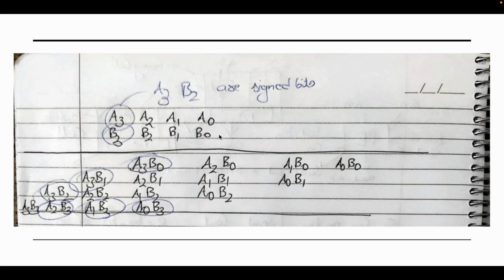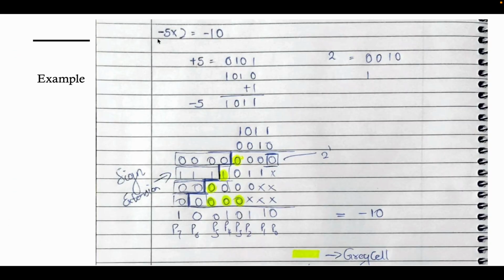Now you've seen that it is a 4 bit into 4 bit multiplication. So you have to get 16 partial products. All the 16 partial products are mentioned here. And one thing to note here is all this A3 B0, A3 B1, A3 B2, A2 B3, A1 B3, and A0 B3 are signed partial products. That means they'll have negative weights. How this is going to be solved, we'll see.